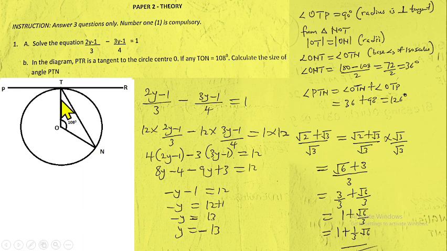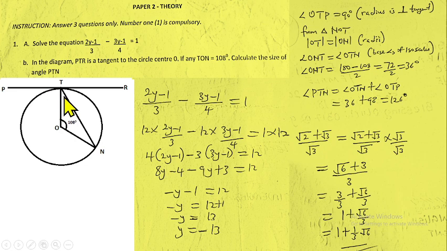Total angle from here to here is what we want. So now, how do we do this? It's very simple as well. If you understand circle geometry very well, angle OTP is 90 degrees, because the radius is perpendicular to the tangent. So the angle from here to here is 90 degrees. So if you know this one here, then you will know the whole angle from here to here.